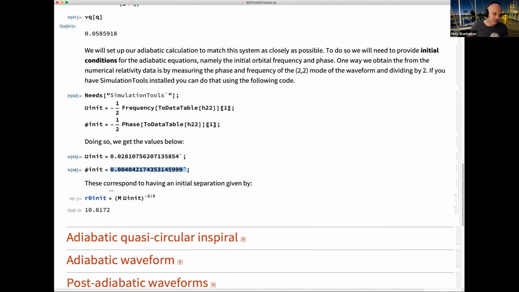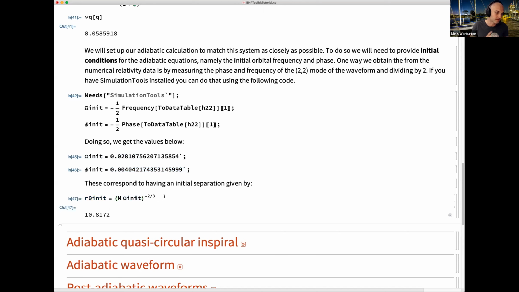And these then correspond, given from this frequency, in terms of our perturbation theory calculation, to an orbital separation given by r0, where r0 is M times the orbital frequency to the minus 2/3 power. So an orbital separation of about 10.8 is the initial.